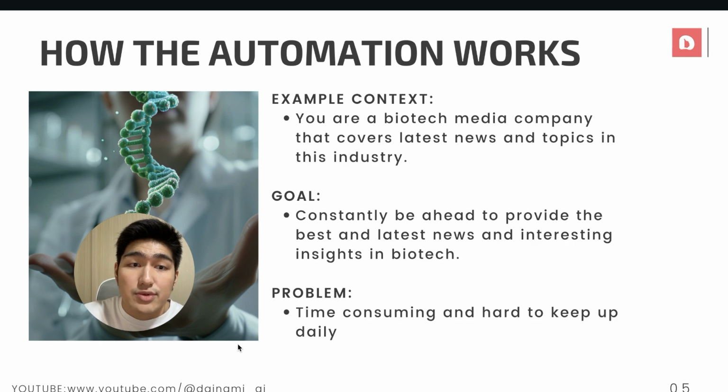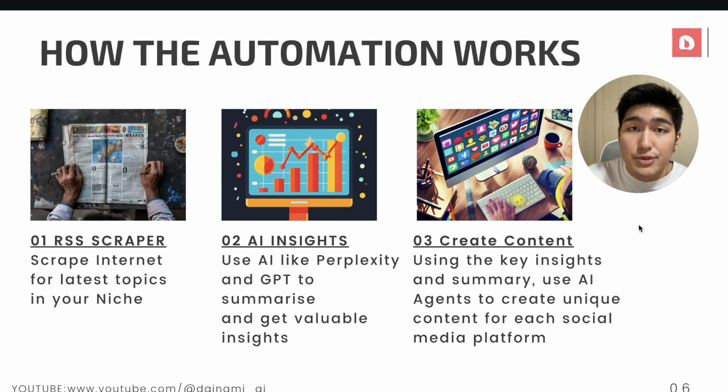And so how the automation works. For example, you are a biotech media company that covers the latest news and topics in this industry. And so your business goal is to constantly be ahead to provide the best and latest news and interesting insights in biotech. The problem about this is that it is time consuming and hard to keep up with all the news and create great content daily. And so this automation aims to solve all of those problems.